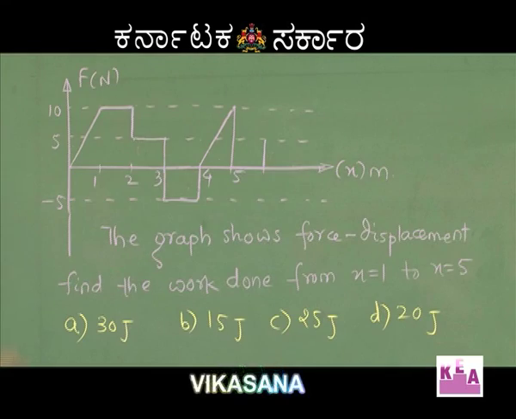Here is a problem which is based on a simple graph which he has given. The graph is between force and displacement, you can clearly see there, and therefore, the area under such a graph will always give you the work done, because force multiplied by displacement should be the work done. Okay, let me read. It says the graph shows force versus displacement, find the work done, but remember, he wants the work done only from x equal to 1 to x equal to 5. So, you are supposed to note down the area only between 1 and 5.